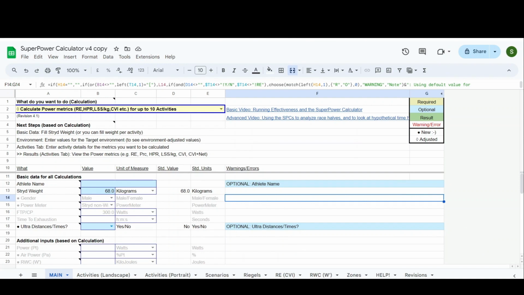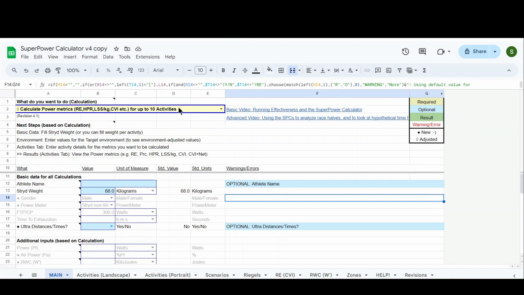Hi, this is Steve with Paladino Power Project, bringing you another video, this time on gating your running effectiveness samples from your data for planning purposes.